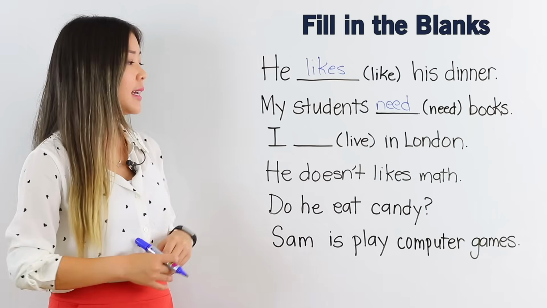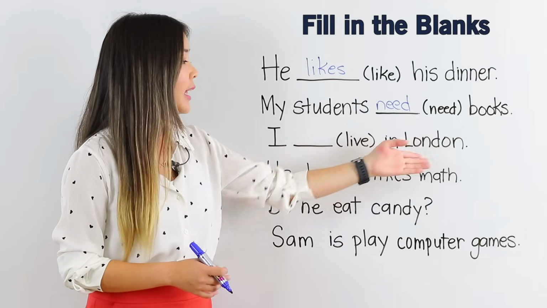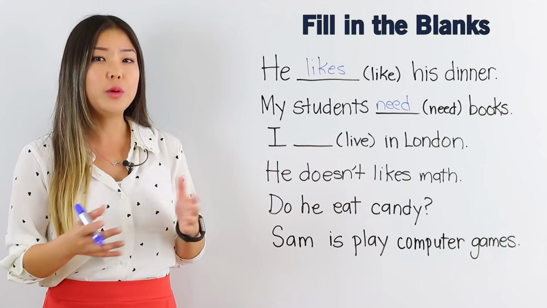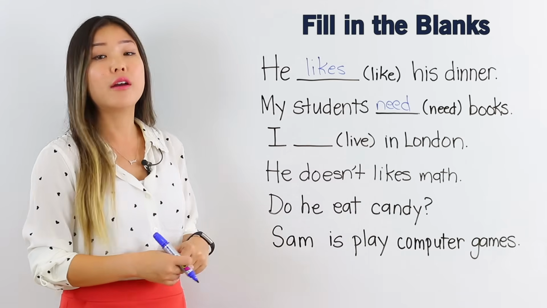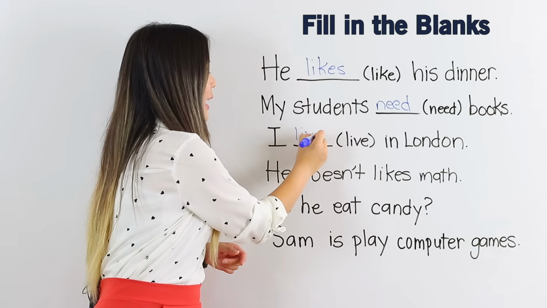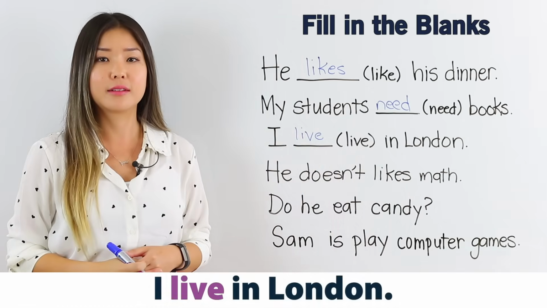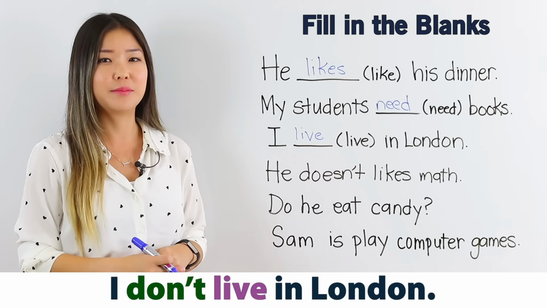The next sentence says, I blank, think of the verb live, in London. What do we do here? Again, the subject is I. Therefore, we don't change the verb. The correct answer is I live in London. What's the negative? I don't live in London.